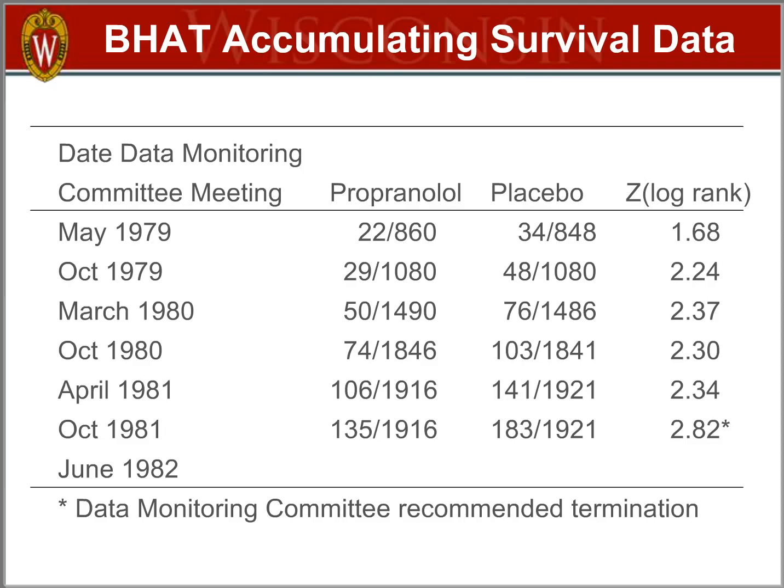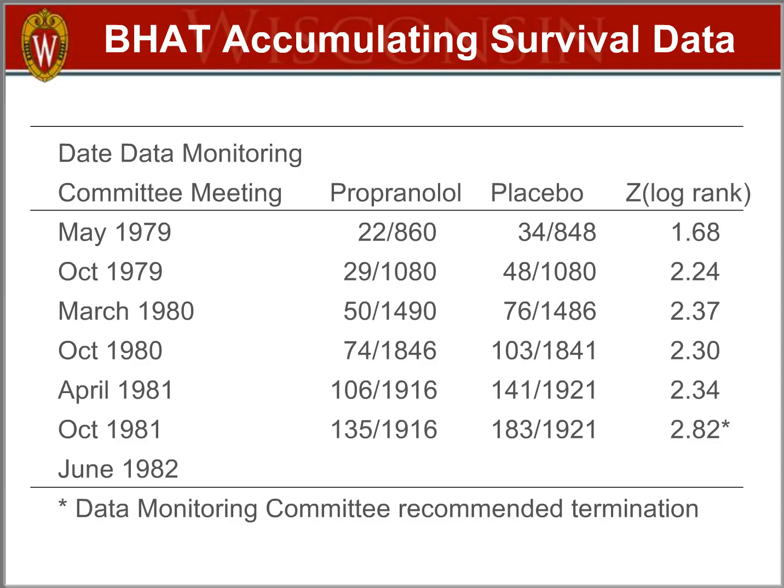The trial continues on to October of 1981. There were 135 deaths versus 183, and the Z-value is 2.82. There's an asterisk there indicating that's the date at which the monitoring committee recommended termination. Not listed is that the p-values associated with those Z-values would have been less than 0.05 from the October 1979 meeting onward. Why didn't the trial stop when the p-value was first less than 0.05?